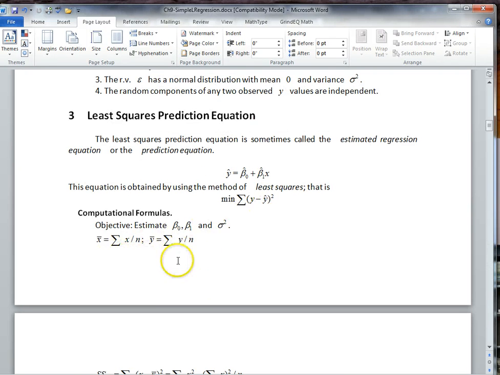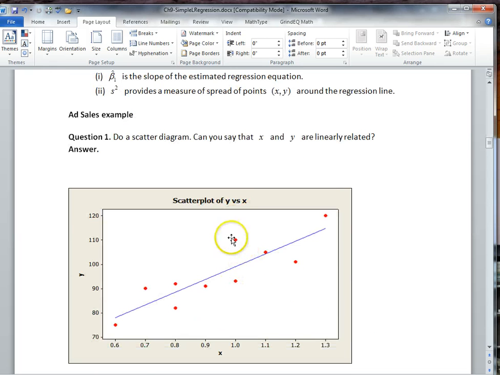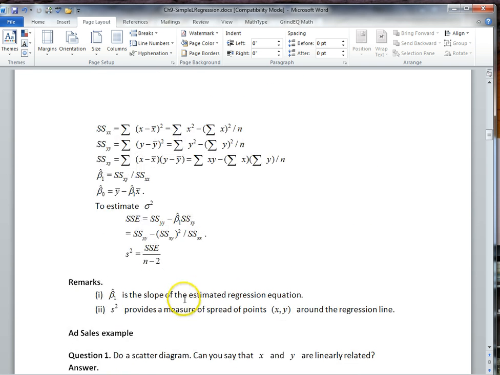Now if I do that, here is how I would get all these values. How would I estimate? So now I want to estimate beta 0, beta 1, and sigma square. Sigma square represents how far or close those points are to the line. If I have points up there and points down here, my sigma square would be large. If the points are closer to the line, my sigma square would be smaller. So it tells me how spread out those points are around the line.